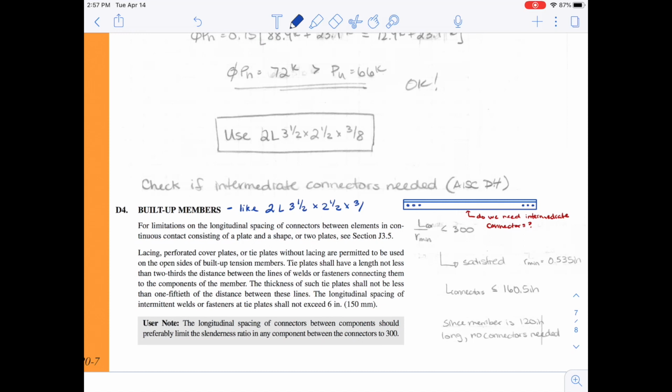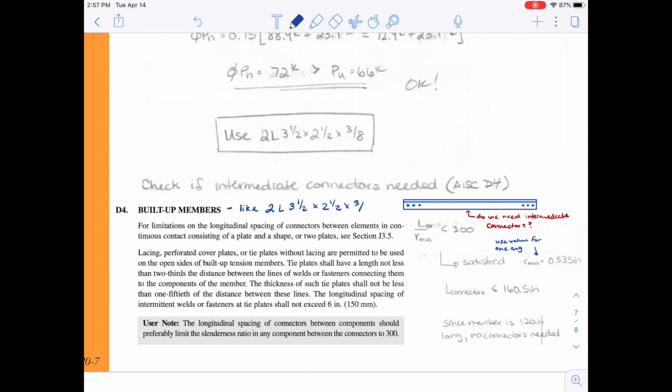Finally, I just want to remind you that we checked the design of this member for the limit states of yielding, fracture, and block shear. We have not considered our bolt-related limit states or other connection requirements. Those are coming up soon, so I look forward to future lessons and describing them to you as well. But please make sure you just don't go and use this connection. You still need to check the bolt limit states and connection details.